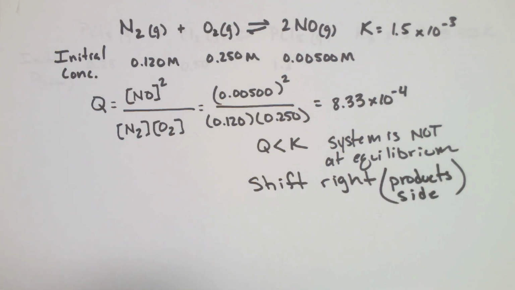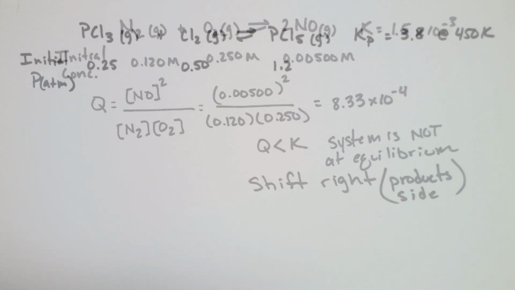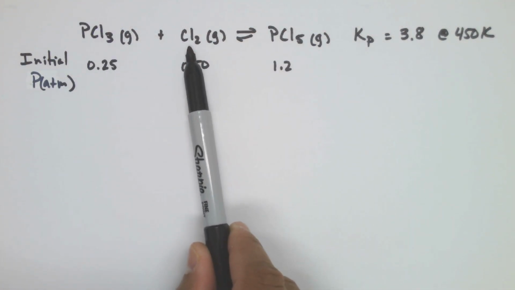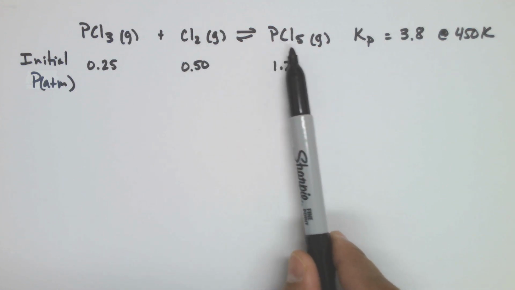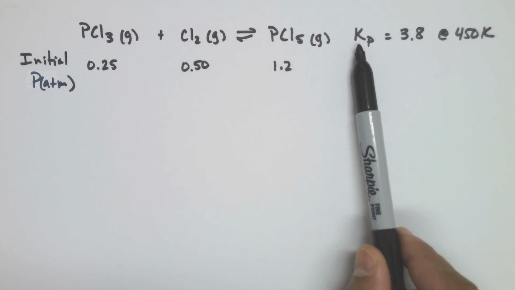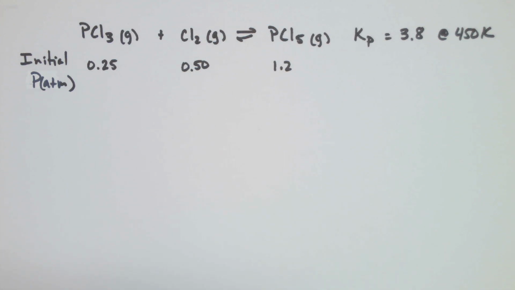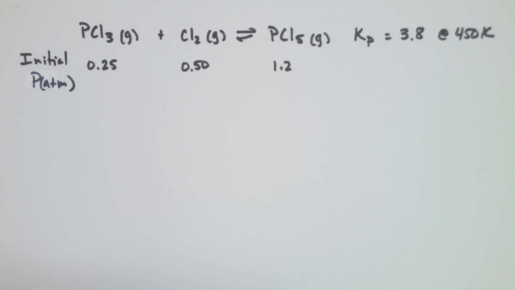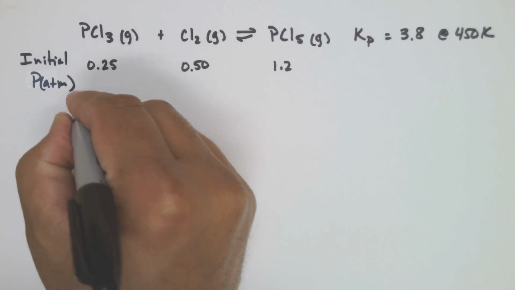Let's do another example. So in this example, we have the reaction of PCl3 reacting with chlorine gas to yield PCl5. Here I'm giving you the Kp, so this is the equilibrium expression with respect to the partial pressures, and the Kp is 3.8 at 450 K. I'm giving you the initial partial pressures, and let's determine our reaction quotient.